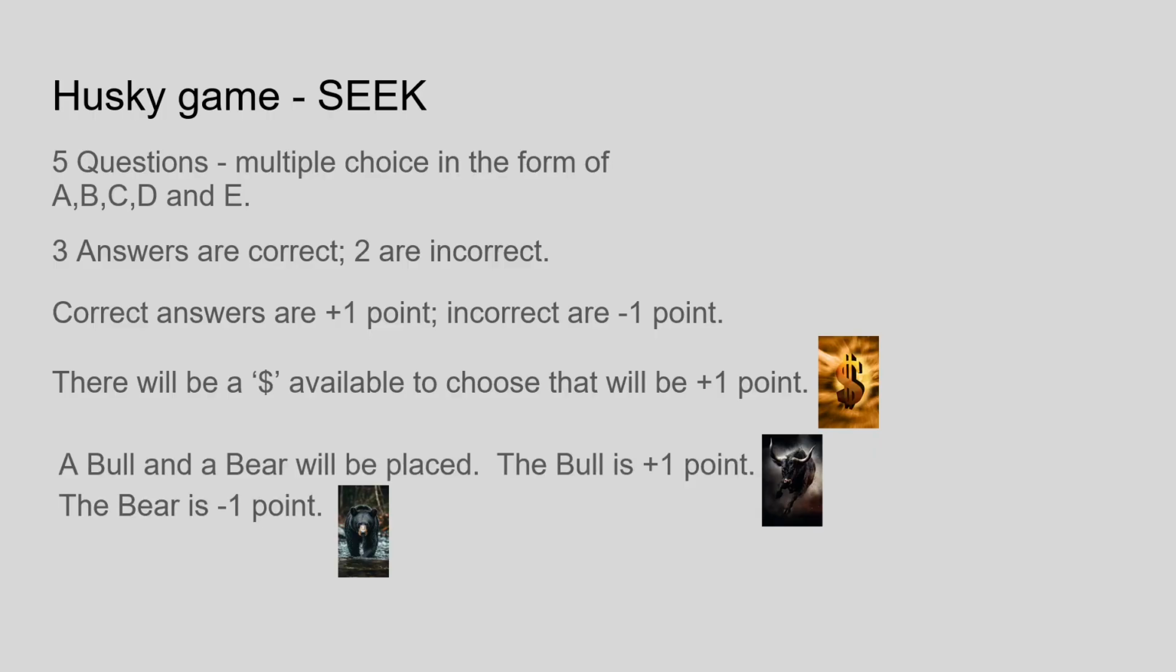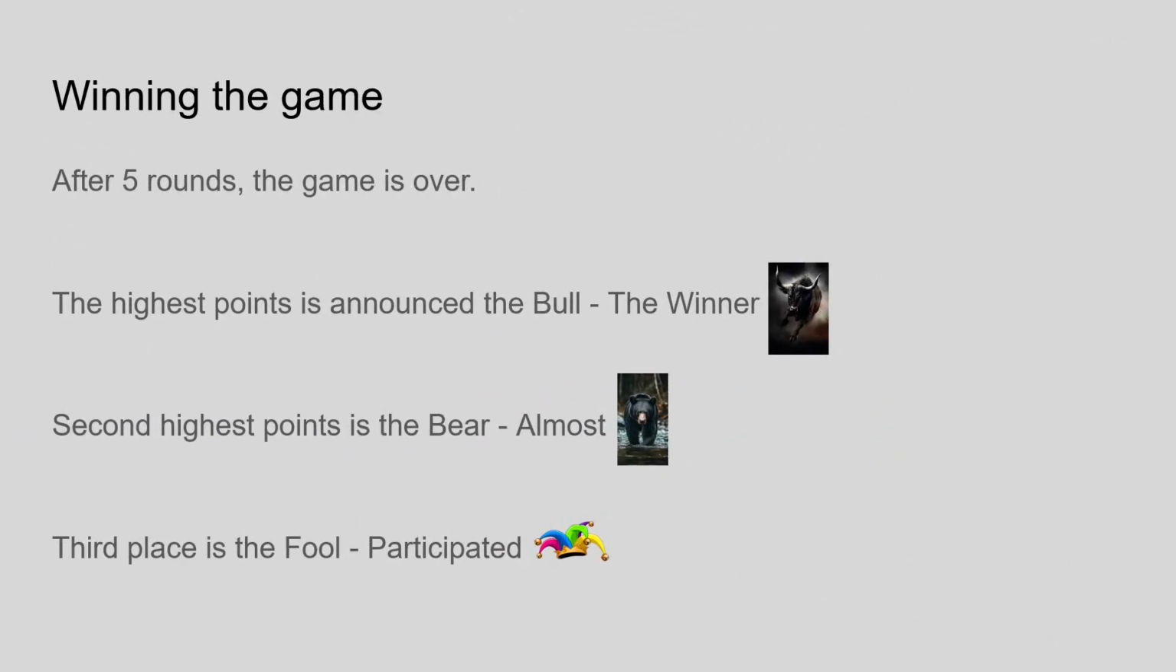And I'm also using these plush toys, a bull and a bear. The bull is plus 1 point and the bear is minus 1 point. To win the game, after 5 rounds, the game is over. The highest points is announced the bull. That'll be the winner. Second highest points is the bear. That'll be almost the winner. And then third place, unfortunately, is the fool, that they participated. They tried their best. All right, on to the games.